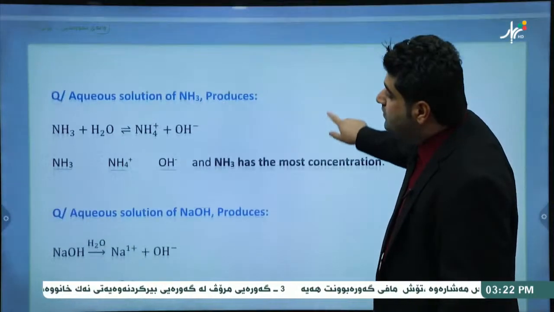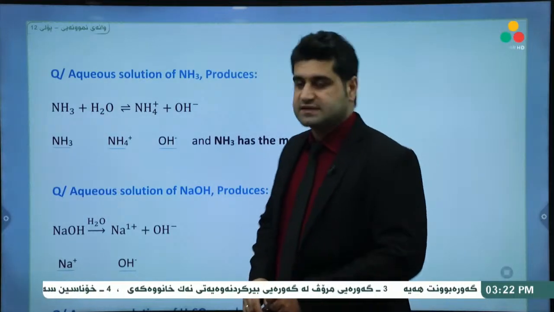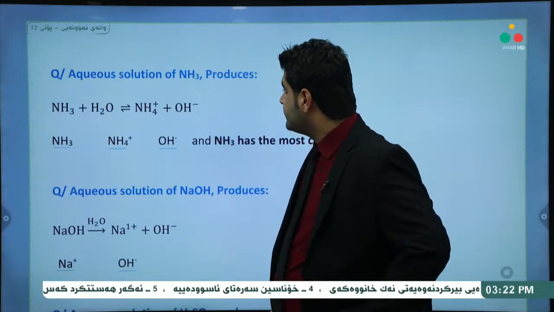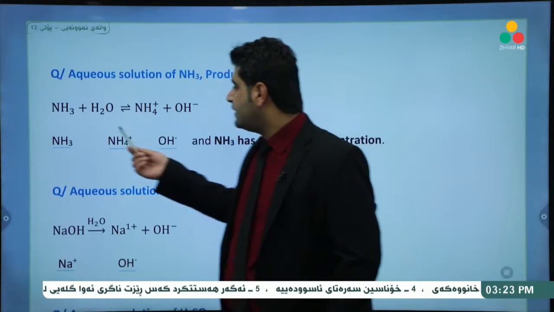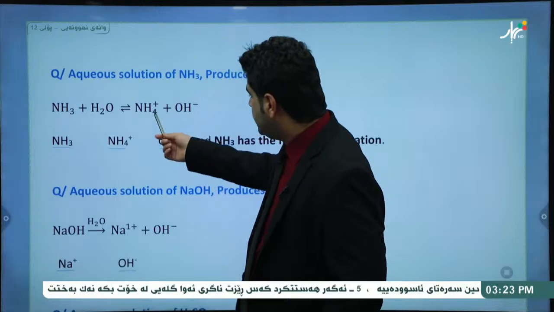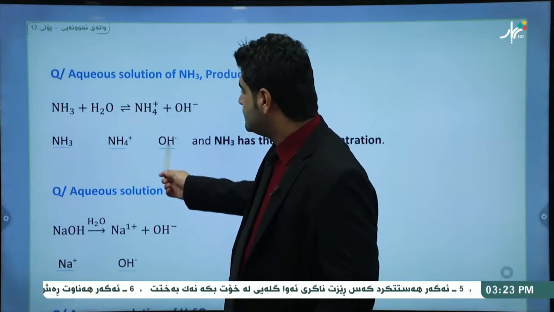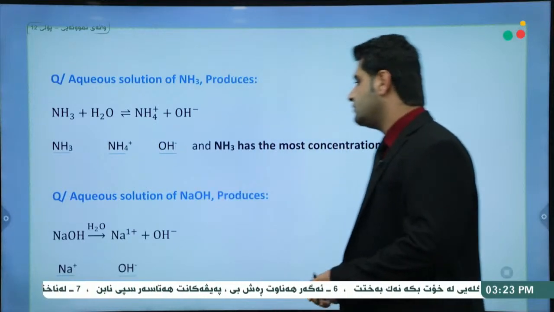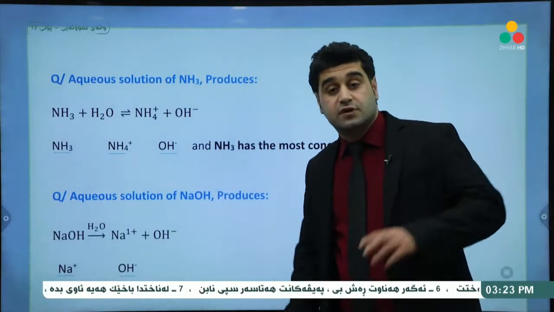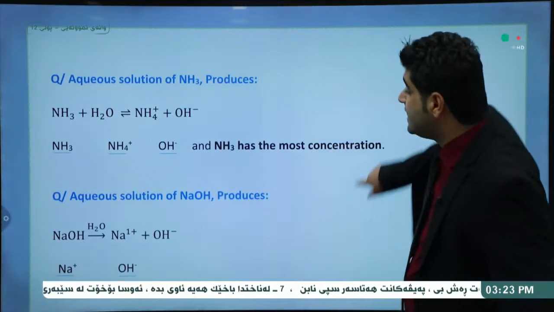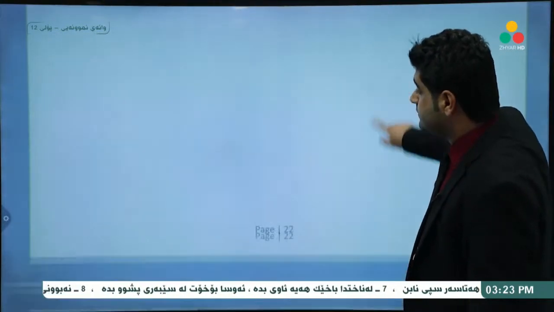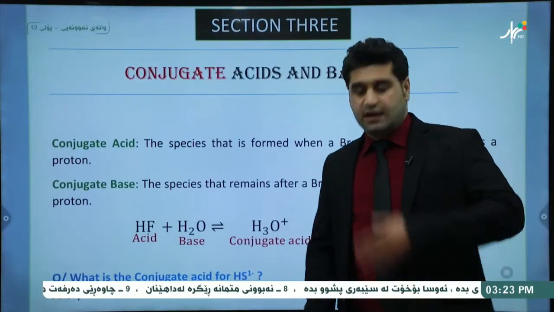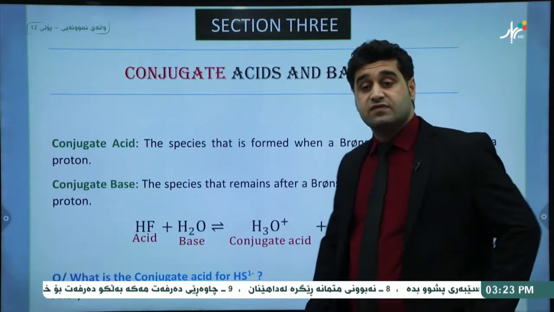For the base also we have some examples. Well, take that example seriously, please. Aqueous solution of NH3 plus H2O produces, okay, NH4 plus and OH negative. It's a weak electrolyte, so NH3 remains as the maximum concentration, then NH4 plus and after that OH negative. They have equal concentration because it includes only a single step. Okay, that's enough about the ionization steps for the polyprotic acids, even for the monoprotic acid.